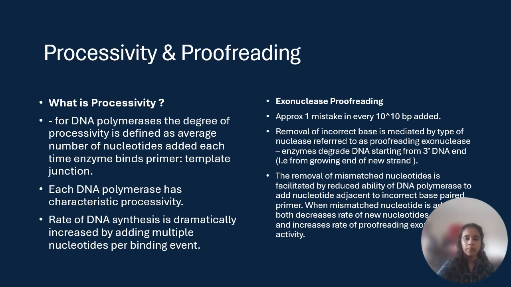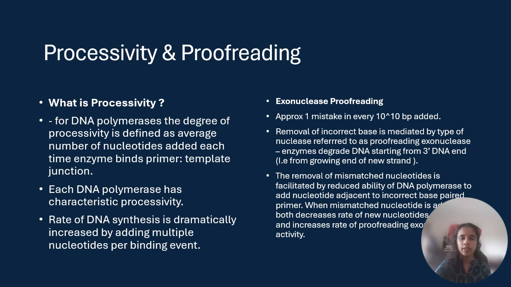So what happens is the DNA polymerase has another site other than the active site. You have a site for the exonuclease, where it removes the incorrect base pairs if they are added. They will be removed by a kind of nuclease called the proofreading exonuclease, which are enzymes that degrade the DNA starting from the 3' end, that is from the growing end of the new strand. So the mismatched nucleotide is removed.